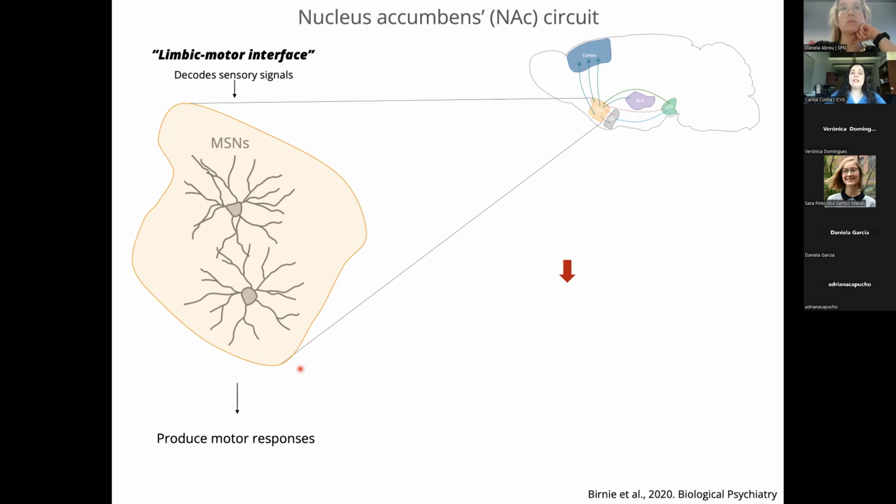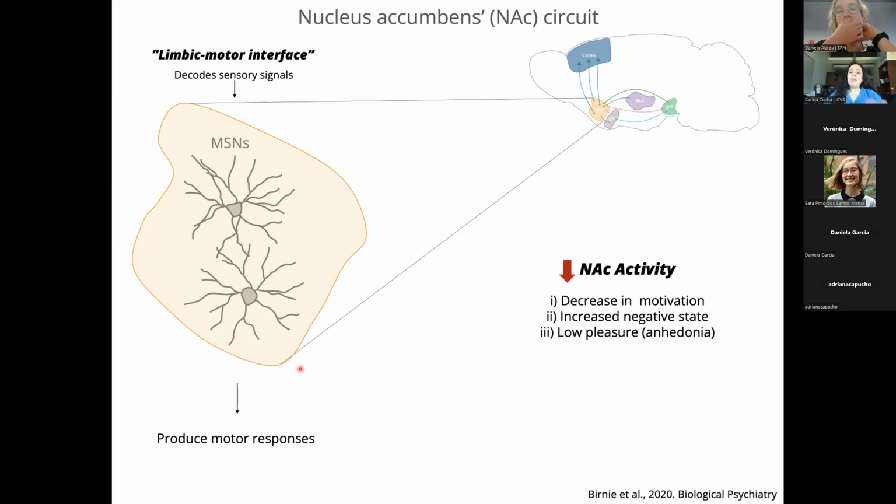behaviors. And throughout the years, what is interesting is that dysfunction in the nucleus accumbens activity, and particularly a decrease in its activity, is known to result in decreased motivation to obtain natural rewards, also increased negative states, so lower motivation to obtain what were before positive rewards, and also low levels of pleasure known as anhedonia. And these are all hallmarks of depression, for example.